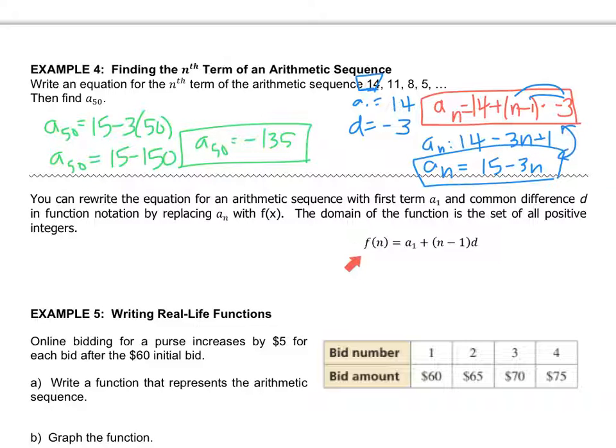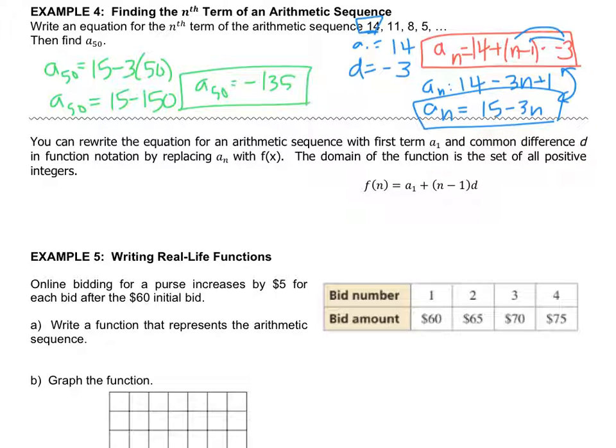This formula right here is just saying that instead of a sub n, you could call it f of n, kind of like f of x, right? The function notation. Instead of that, you can use the f notation, but it really means the same thing. All right, one more example.